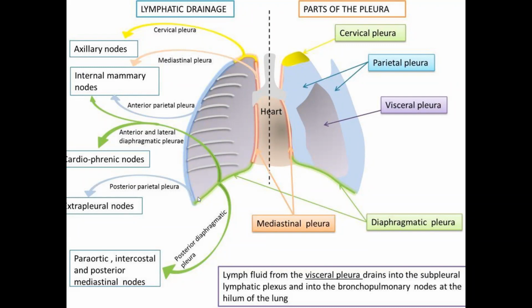The lowermost bit is formed by the diaphragmatic parietal pleura, and there we see that the green arrows show that it can drain either into para-aortic, intercostal, and posterior mediastinal nodes, or it can drain into cardiophrenic nodes. Lymph fluid from the visceral pleura drains into the subpleural lymphatic plexus and into the bronchopulmonary nodes, which are located at the hilum of the lung.